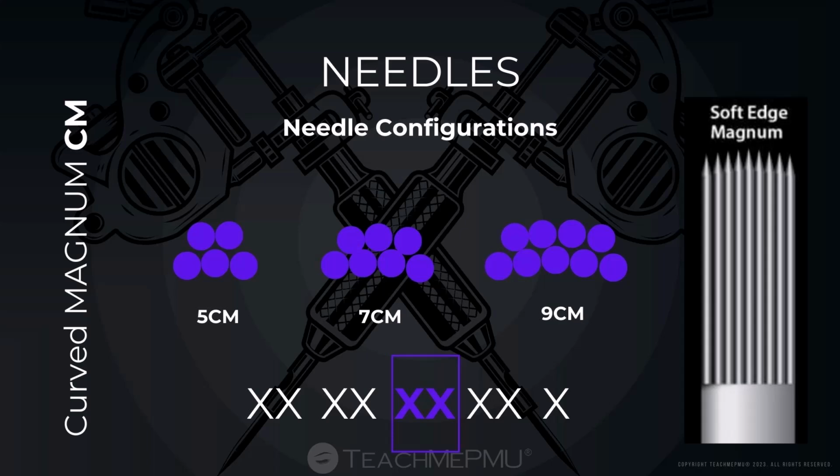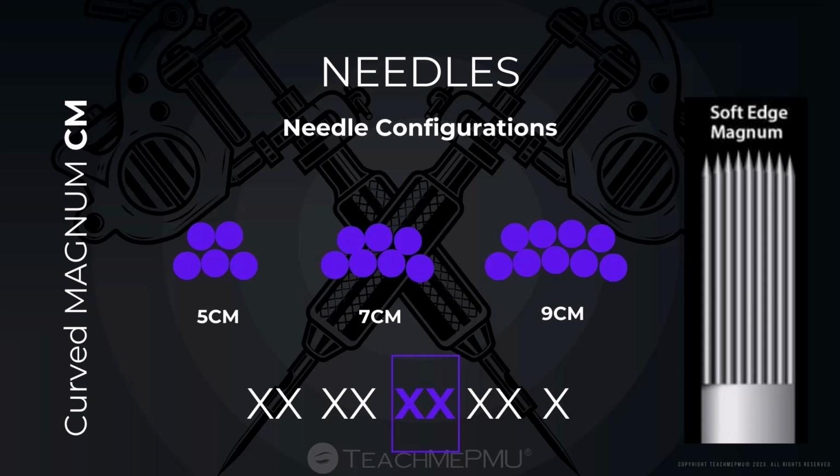They are primarily used for shading and coloring large areas. The curvature of the needles allows for a more even distribution of pressure across the skin. This results in a softer, more diffused line than what you'd get with a flat magnum, making it ideal for subtle gradients, smooth shading, and blending.